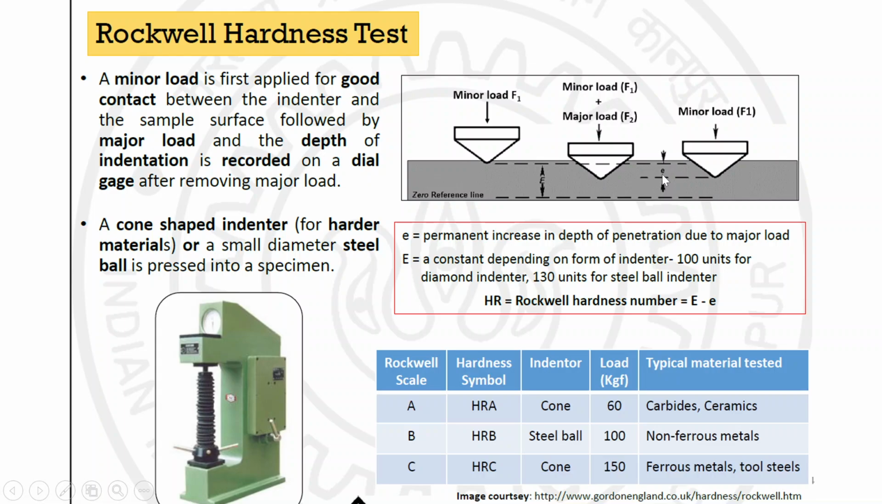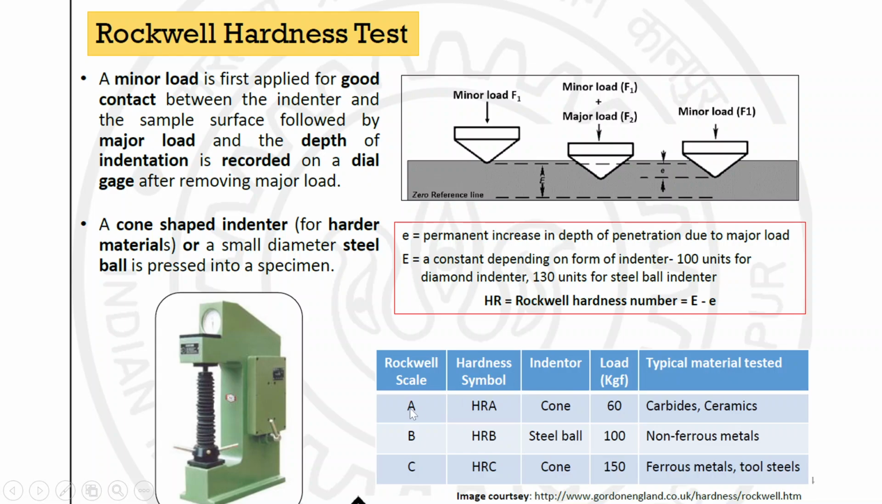Here various terminologies are given. Small e is the permanent increase in depth of penetration due to the major load. Capital E is a constant depending on the form of the indenter, which is 100 units for a diamond indenter and 130 units for a steel ball indenter. HR is the Rockwell hardness number, E minus small e. These are the various scales that are used, with the corresponding indenters and corresponding loads.